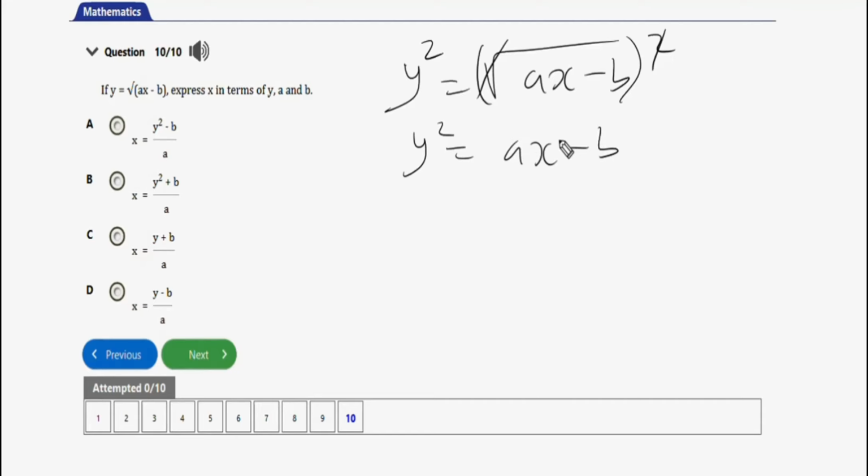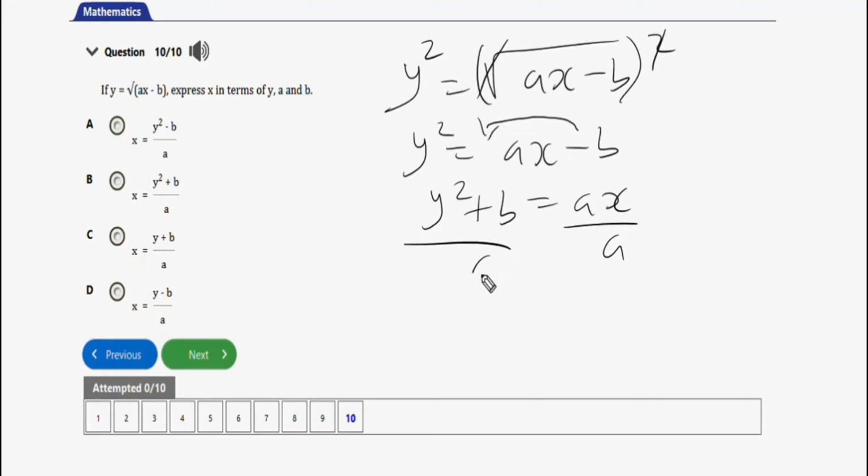Okay, so we want to make x the subject of the formula. This negative b over changes to plus. We have y square plus b equals ax. So divide both sides by a. So x is y square plus b over a. The right option is option B.